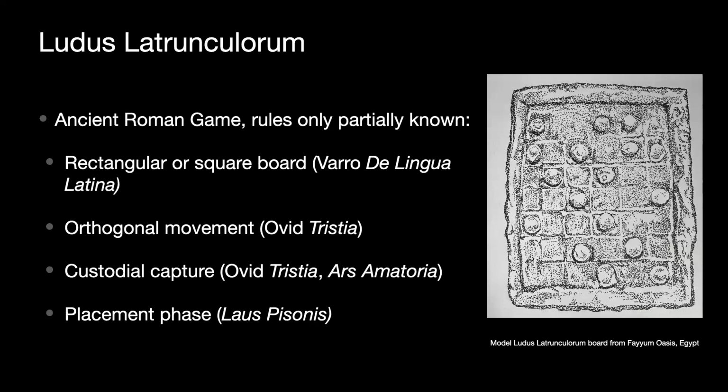So as I mentioned, it's a Roman game that we know quite a lot about in comparison to other ancient games. And I talked a little bit about it before, but just to recap, what we know about this game is that it was played on a rectangular or square board, that the movement is orthogonal, meaning it moves vertically or horizontally along the grid, that it has this mechanism called custodial capture, where you surround a piece on both sides and capture the one in the middle, and that there is a placement phase to the game. So the pieces start off the board, and you start the game by putting them on the board, and then you move the pieces afterwards.